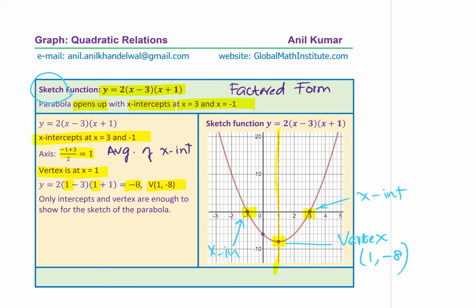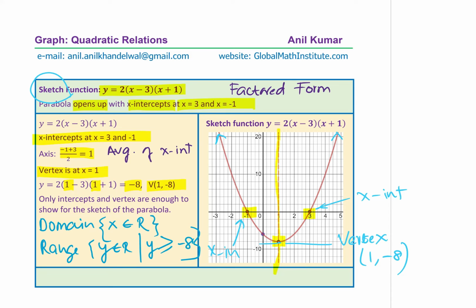The question was to sketch, so we are done with this, right? You may draw arrows at the end indicating that it goes forever. So you know the domain is all real numbers, and in this case the range will be greater than or equal to the minimum value, which is minus 8. So let me write down here. Sometimes it is required to write domain and range. If required, you can say domain is x belonging to real numbers, and as far as the range is concerned, y is greater than or equal to minus 8. So that may be a part of your solution sometimes.